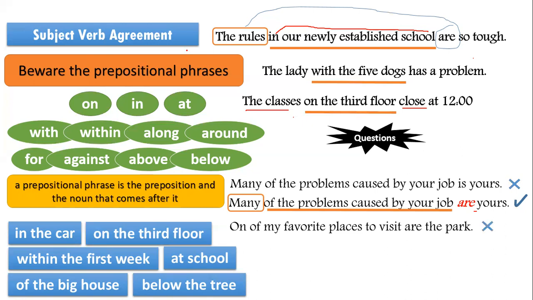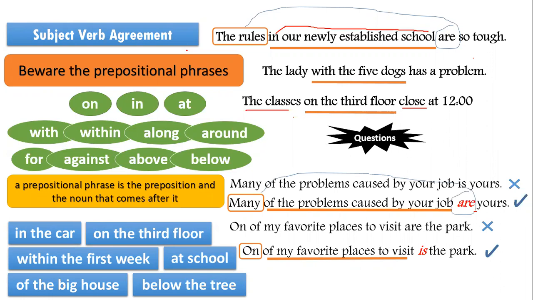The sentence is incorrect. Why? Bravo Jouri. Why? Let's look. One of my favorite places to visit is the park. Why? Look, this is the prepositional phrase. Of my favorite places to visit, all of that is a prepositional phrase. I will not count it. I will count only this word, which comes before the prepositional phrase, and the verb comes after the prepositional phrase. So this is what makes it is.